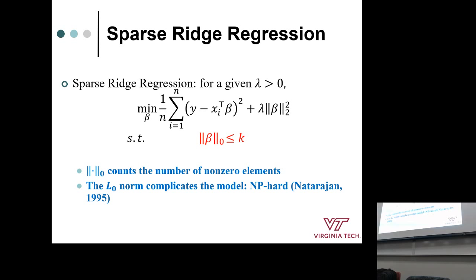But suddenly this problem becomes very complicated. This is not a convex problem anymore, and it becomes a non-convex optimization. And a long time ago, like 20 years ago, researchers proved that this is an NP-hard problem.